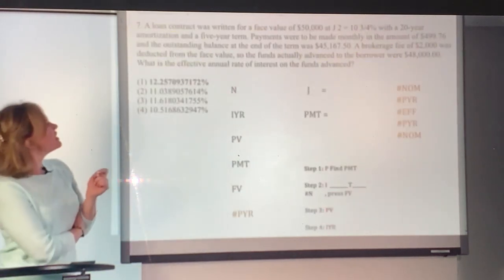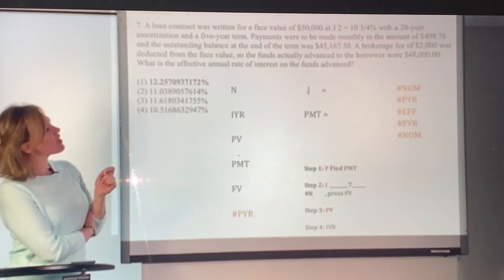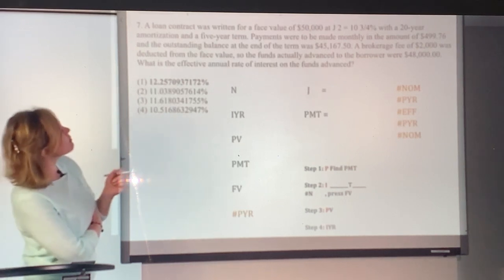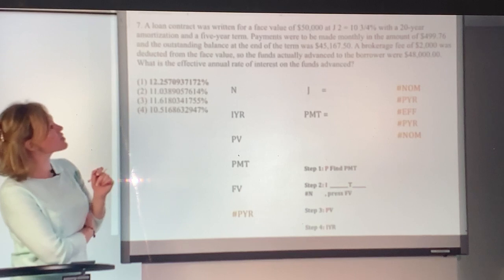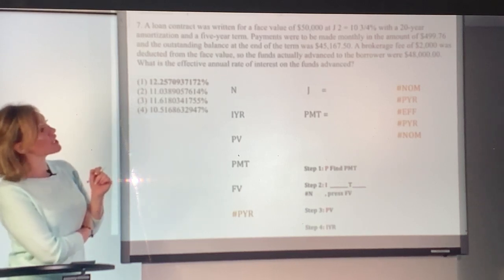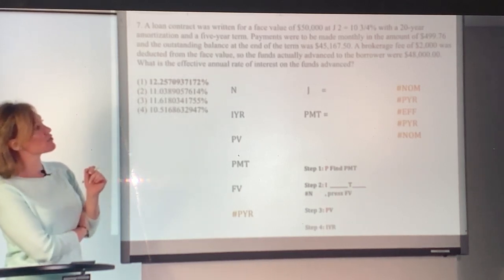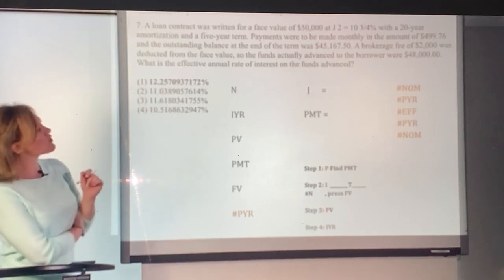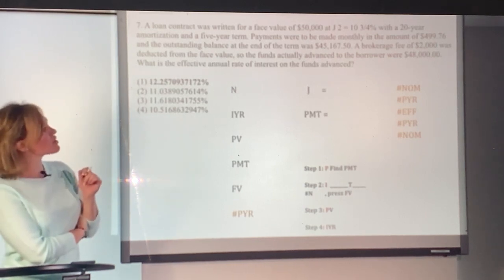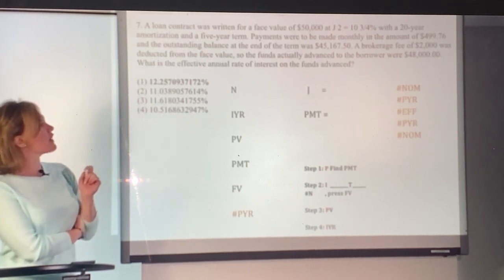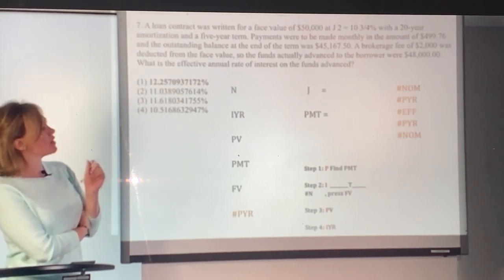Question 7. A loan contract was written at a face value of 50,000. J2 equals 3.75 with 20 years amortization and a 5 years term. Payments to be made monthly in the amount of 499.76, and the outstanding balance at the end of the term is 45,167.50. Mortgage fees of 2,000 was deducted from the face value, so the funds actually advanced to the borrower was 48,000. So what is the effective annual rate of interest on the funds advanced?